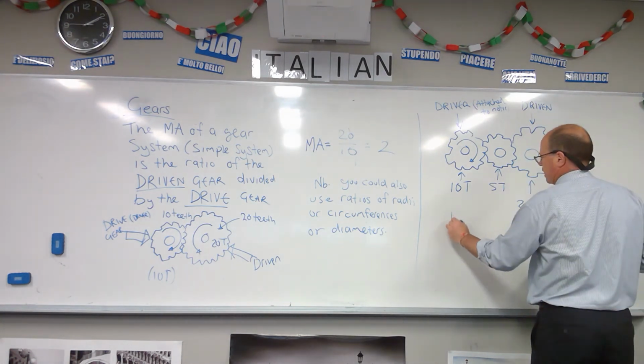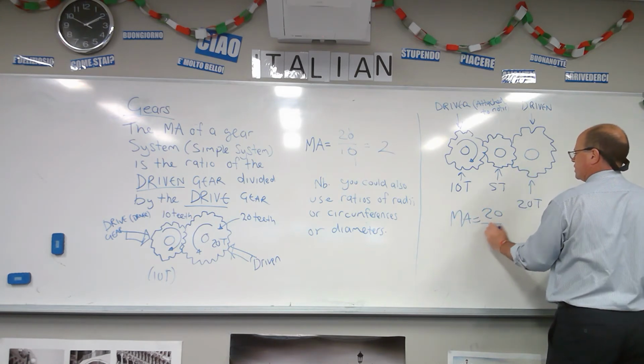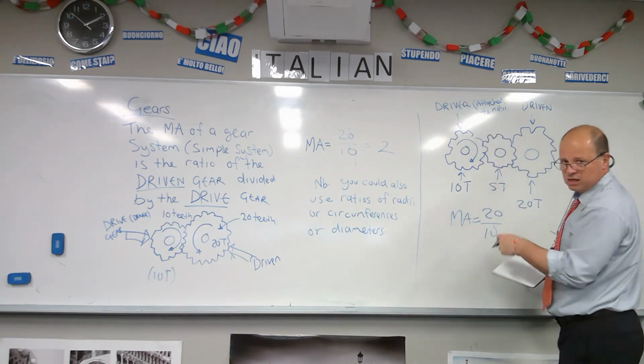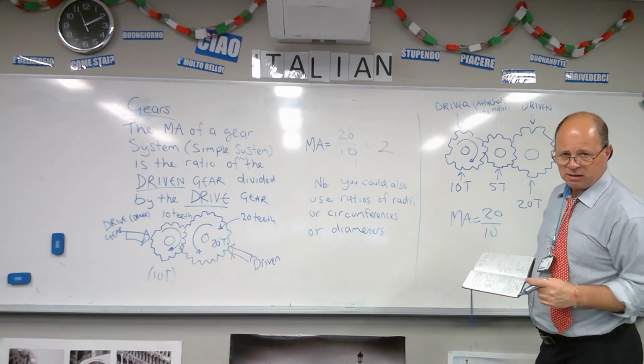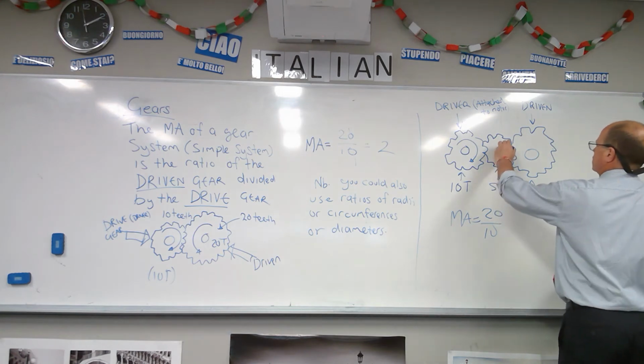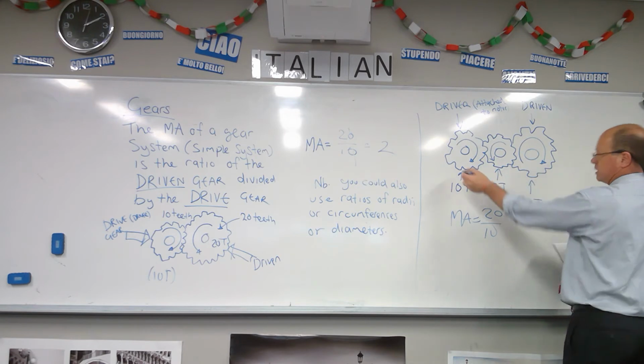So we still get MA equals 20 over 10. The size of this gear doesn't matter. You can make it large, you can make it small. It will not change the mechanical advantage. All it will change is this one's spinning this way, which of course is going to drive this one this way. So these two are going to be spinning in the same direction.